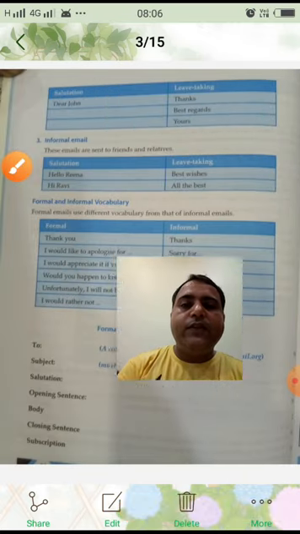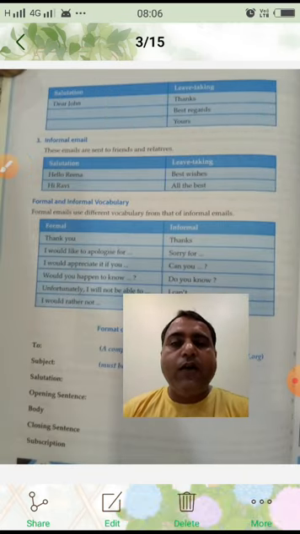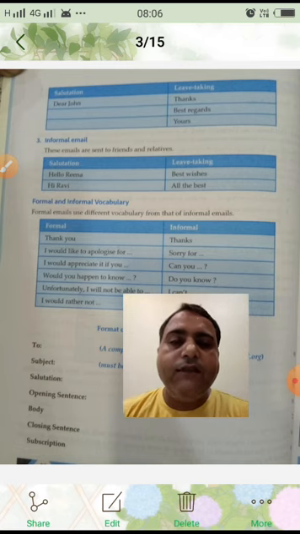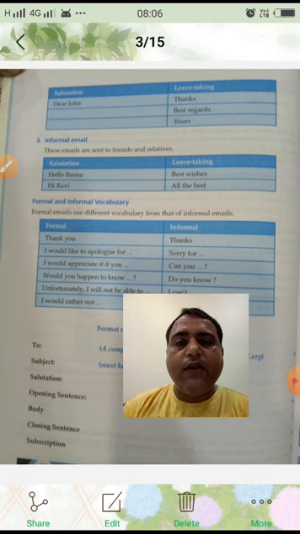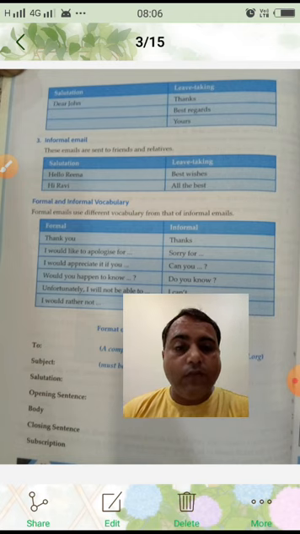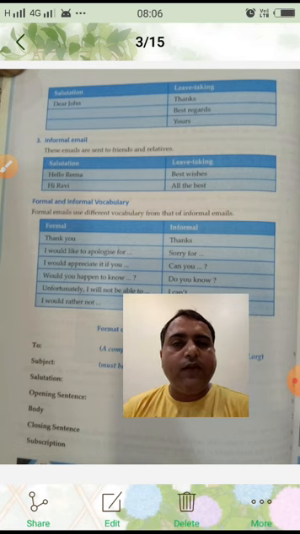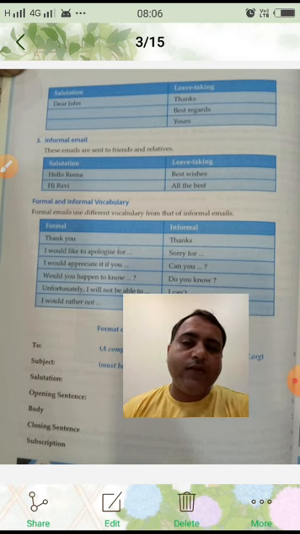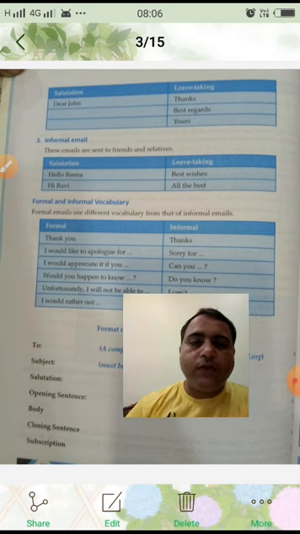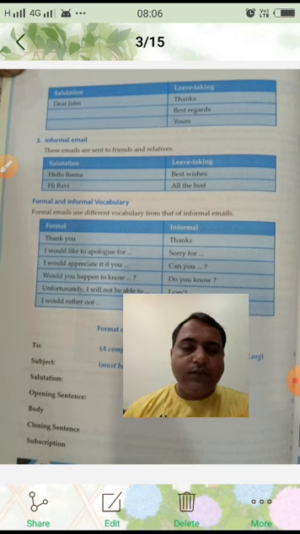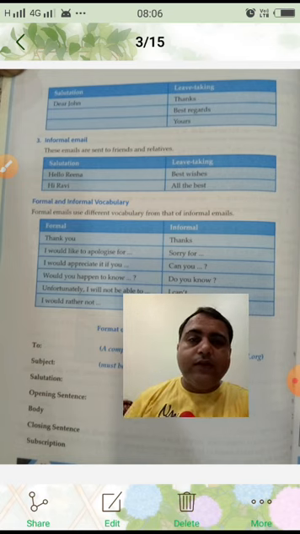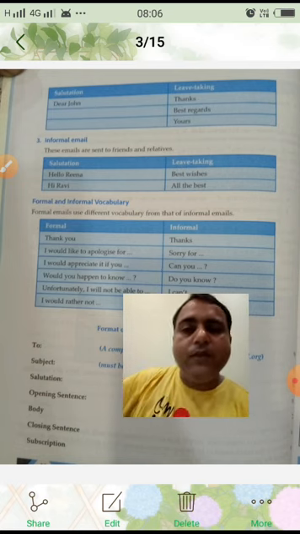Now here you can see it is given how you have to write the salutation and leave taking. In semi-formal, you can write "Dear John," that is, you know that person, isn't it? So you can write the first name only, "Dear John." And leave taking, that is your subscription part, will take "Thanks" or "Best regards" or "Yours." Okay, so in this way you can write the salutation in your semi-formal emails.